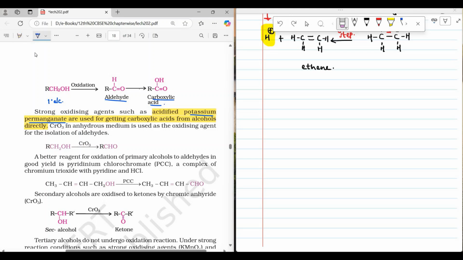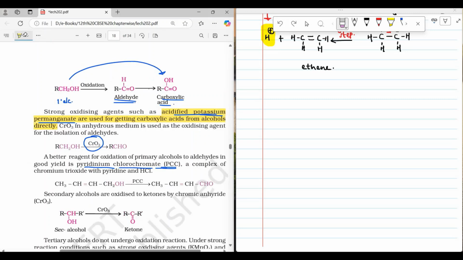To get the carboxylic acid directly from alcohol, you should use acidified potassium permanganate. But if you want to stop the oxidation at the aldehyde stage, you should use anhydrous CrO3. A better reagent for oxidation of primary alcohol to aldehyde in good yield is pyridinium chlorochromate. This is also known as PCC. Pyridinium chlorochromate, PCC, is a complex of chromium trioxide, pyridine and HCl.